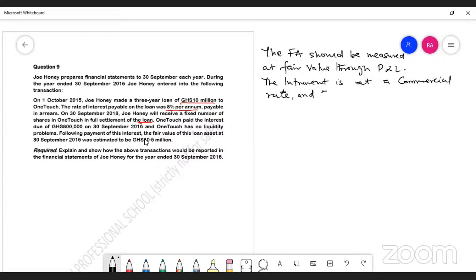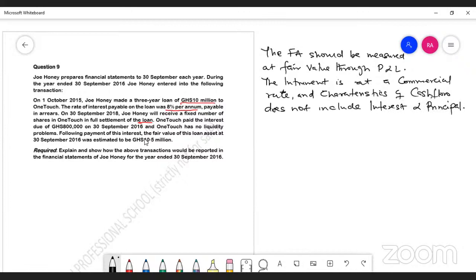And the characteristics of cash flow does not include what? Interest and principal. Because the redemption value is in shares, so no principal, meaning you can't measure that at amortized cost. You cannot also measure that at fair value through OCI.